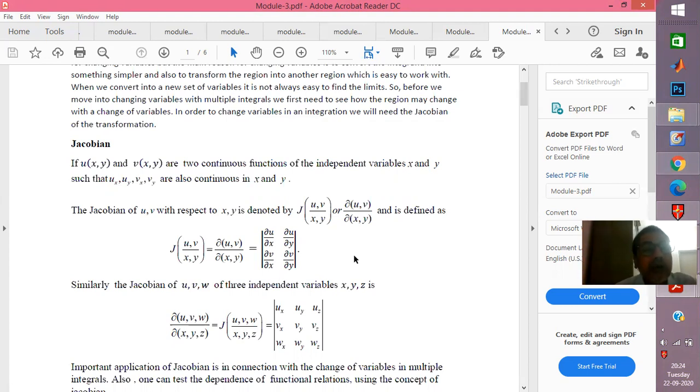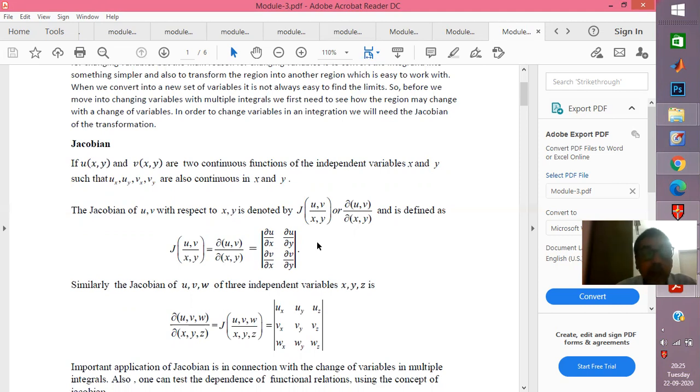Now, when we have a transformation of u and v in terms of x and y, then we get a 2 by 2 determinant with rows as dou u by dou x, dou u by dou y, dou v by dou x, and dou v by dou y. You could also arrange these in columns because the determinant does not vary when we arrange it in rows or in columns. So the Jacobian of u and v with respect to x and y is a determinant.